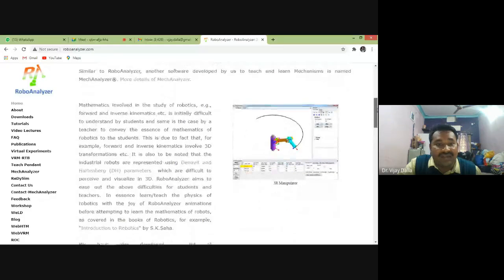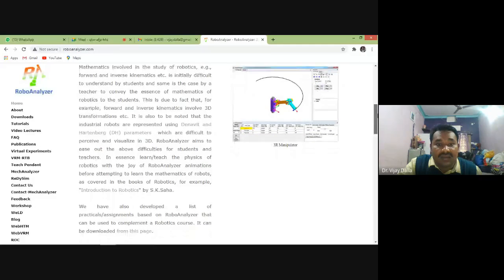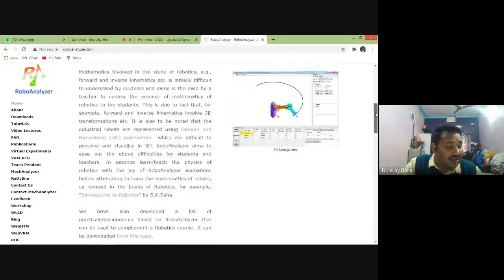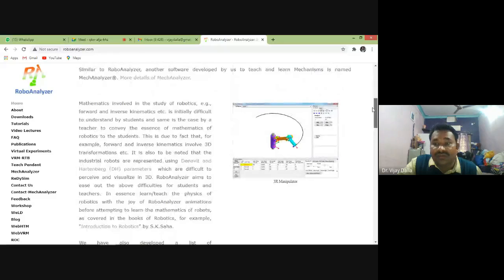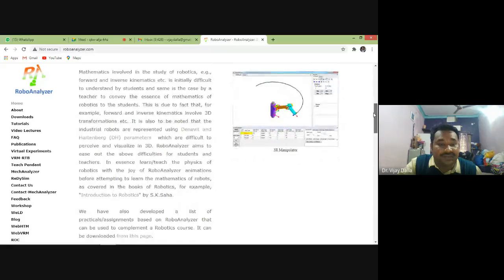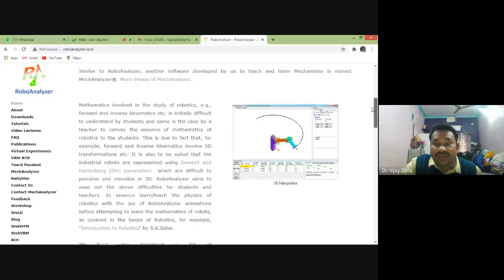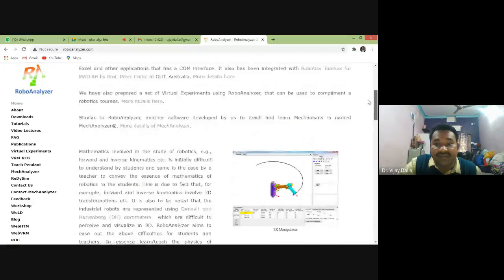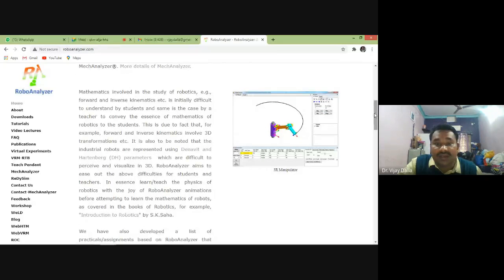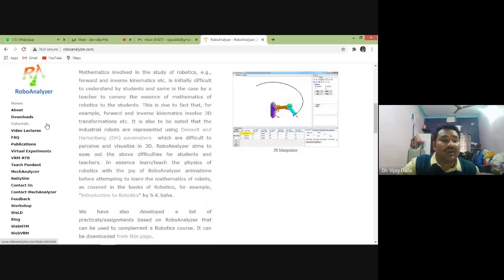Generally, having actual robots in the lab is difficult due to funds and space problems. So in that case, why not have some software exposures? Okay. So how to download?